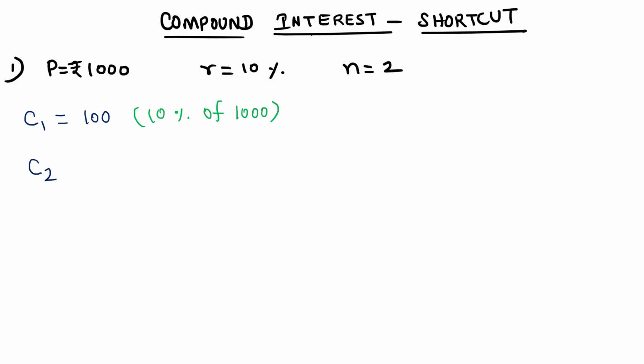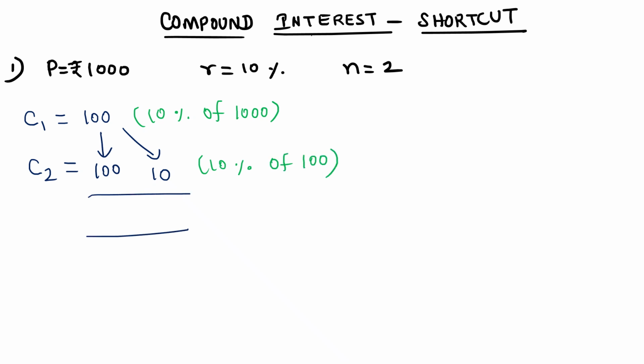Next I will write C2. When I write it here, this 100 will be retained as such. Then again you are going to write 10 percent of this 100, which results in 10. Now I'm going to add all the values. When you add 100 plus 100 plus 10, it results in 210. So this is the compound interest value for the 2 years.